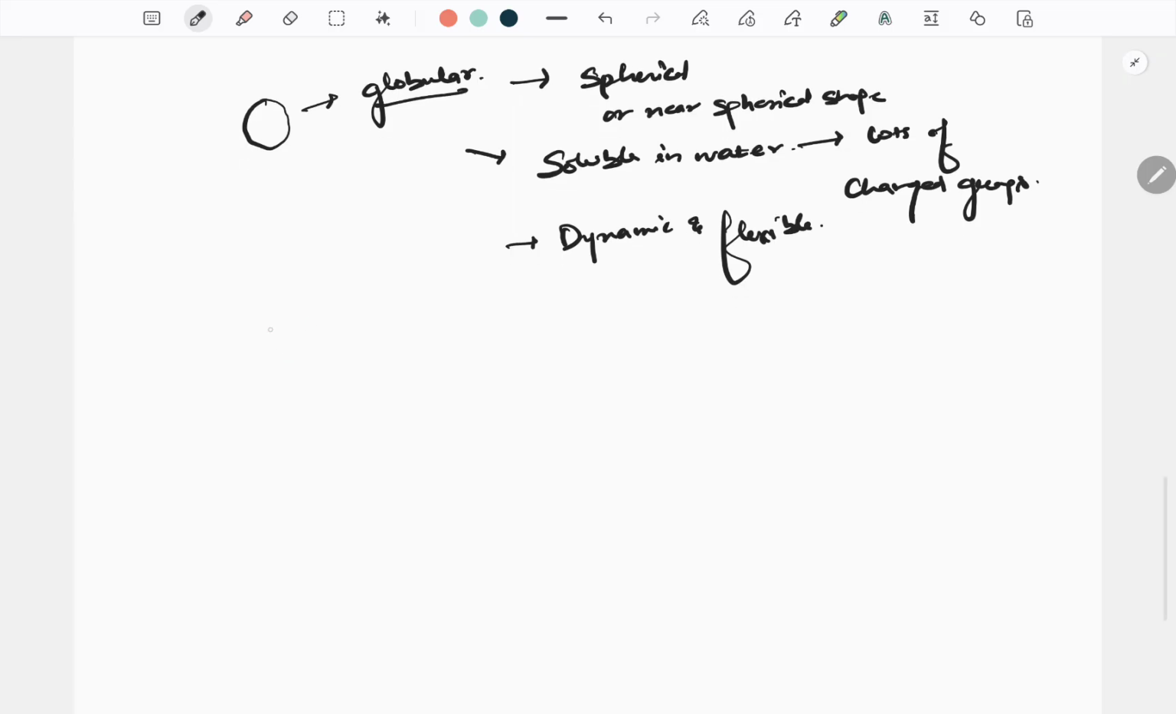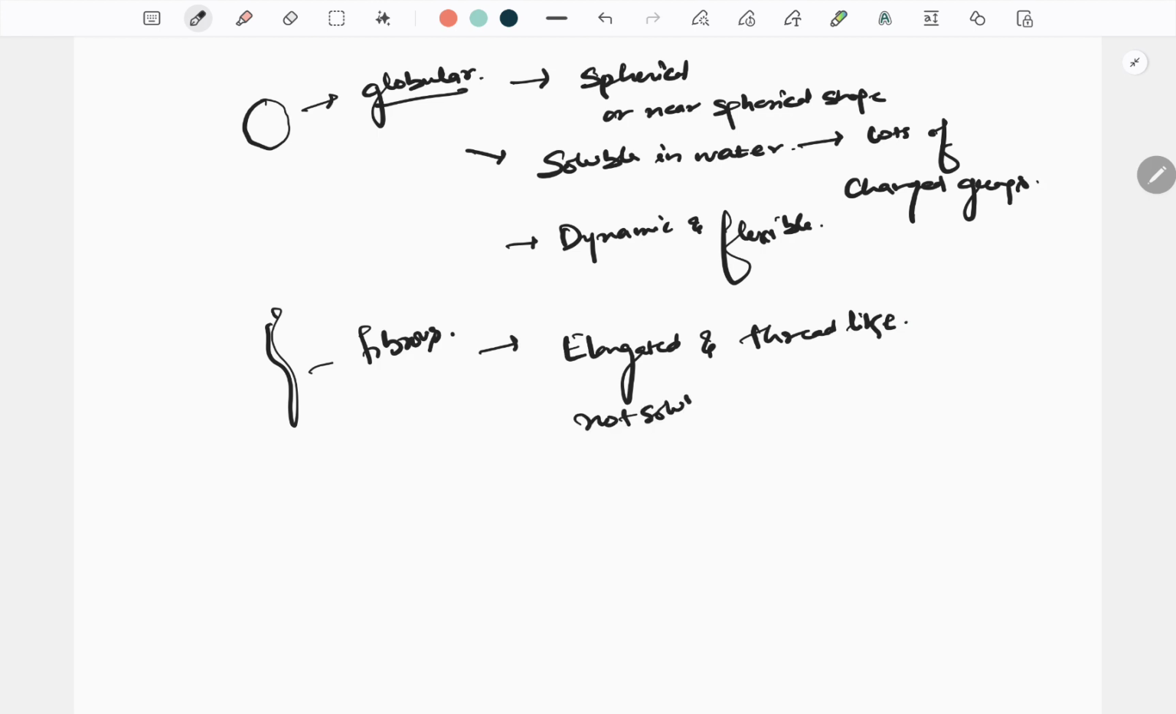And another type of proteins are fibrous. Okay. So these are elongated and thread-like. So these are not soluble in water.